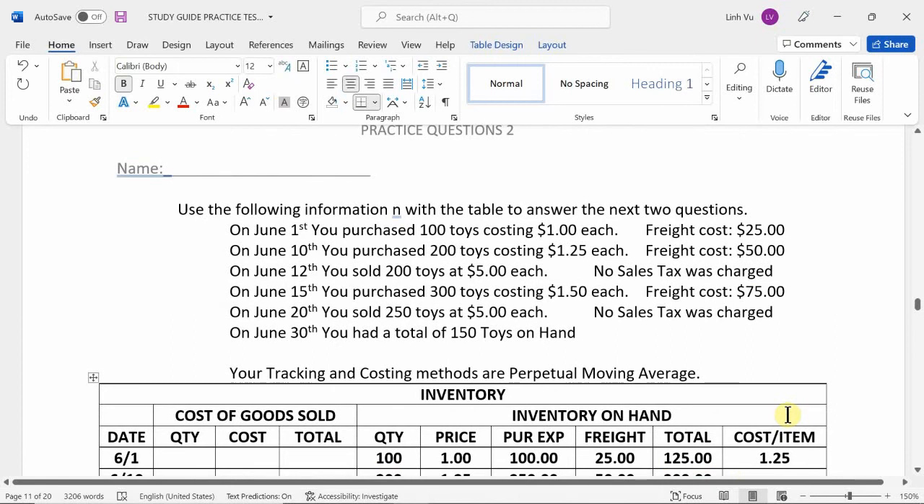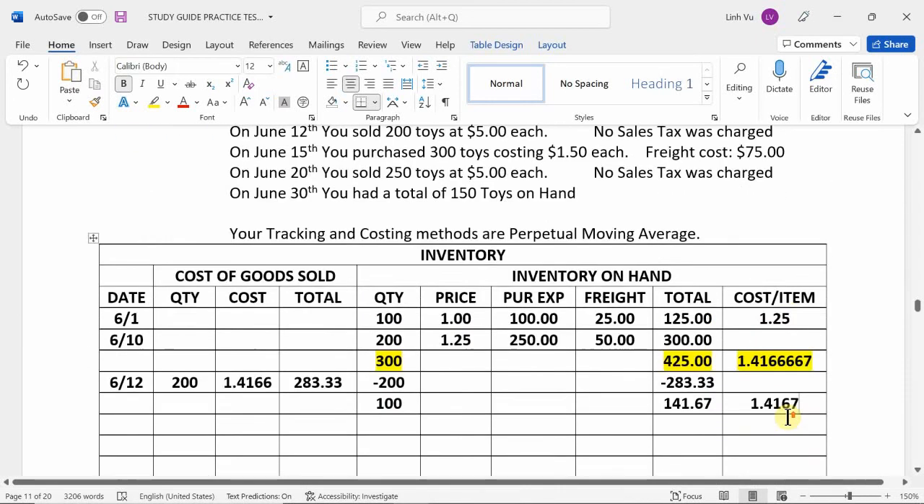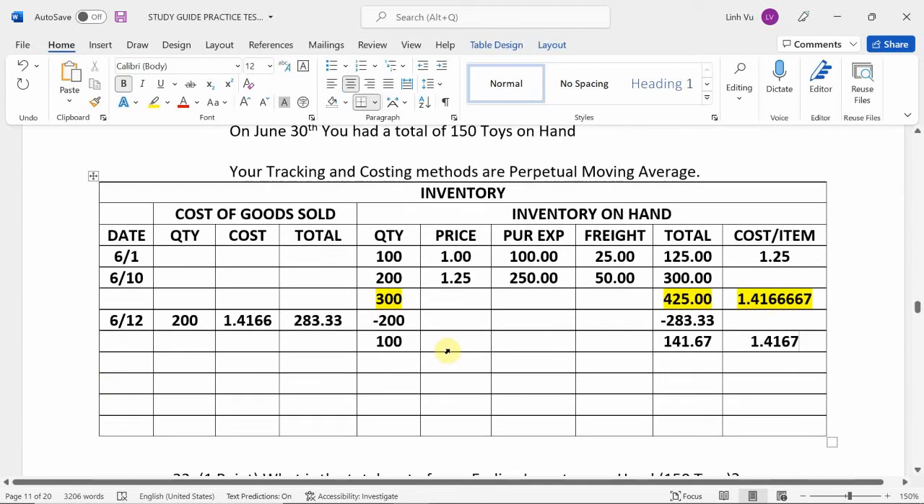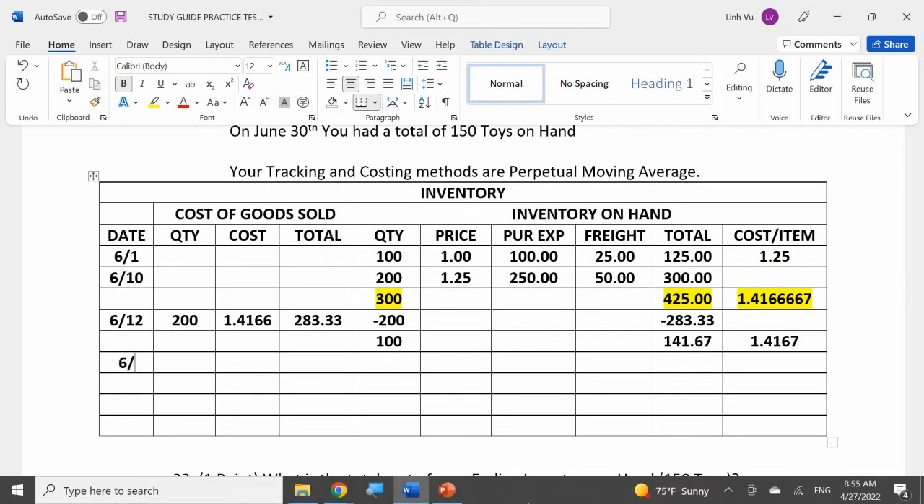On June 15, you end up purchasing 300 toys at $1.50 with the freight cost of $75. So June 20th, I purchased 300 units at $1.50 with the freight of $75. So what's my total purchase price here? For the last one, did we take it out already? Yeah, we have 100 left. Oh, okay. Right? 300 minus 200 gives you 100 left.